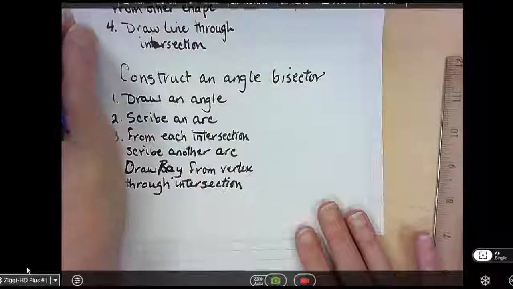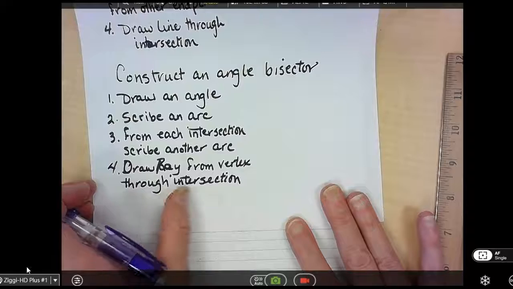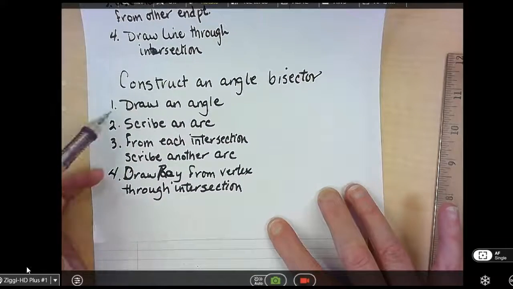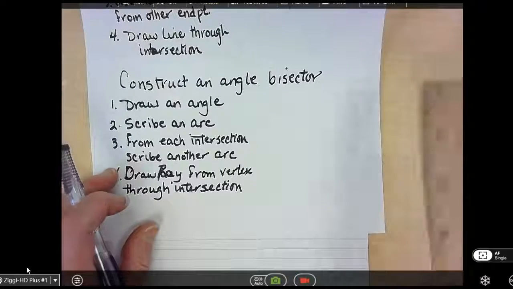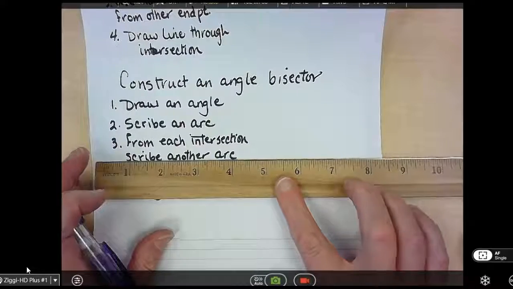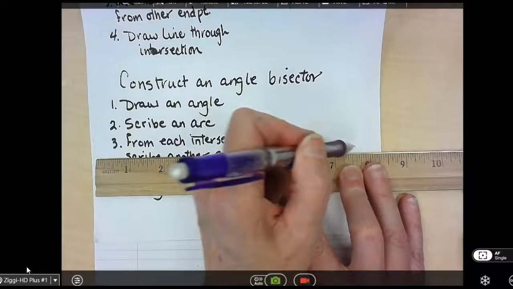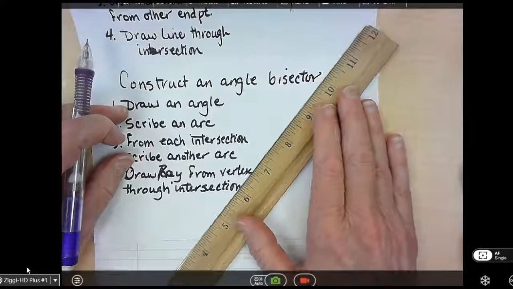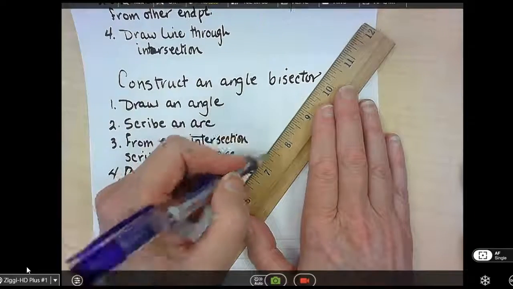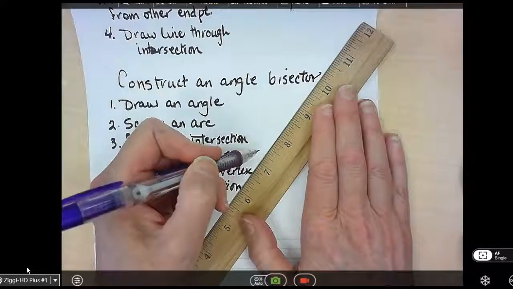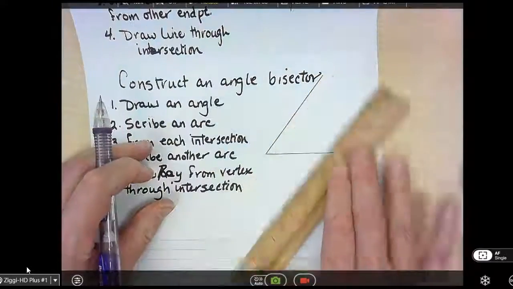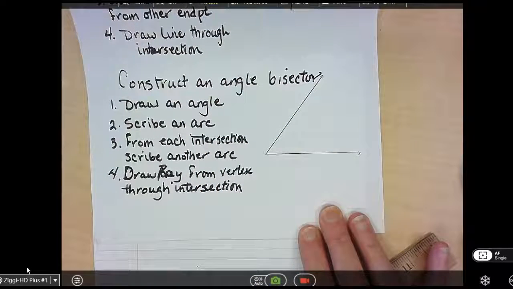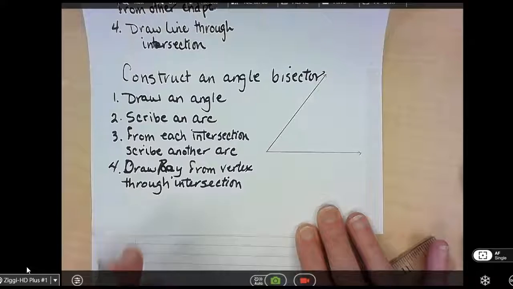Last construction for today is to construct an angle bisector. So the first thing we need to do is draw an angle. Again, any angle will work. You don't want too small. You don't want too large. It's easier with an acute angle, not an obtuse. All right, so scribe my angle. Now scribe an arc.